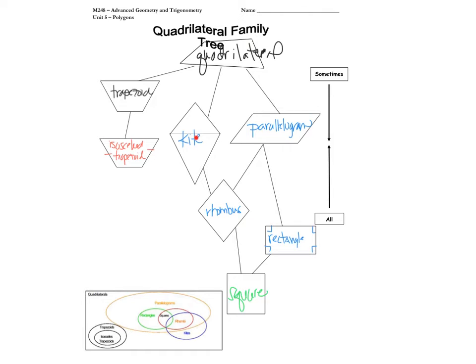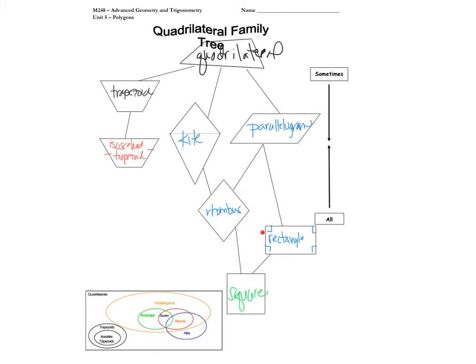A kite is always a quadrilateral. A rectangle is always a parallelogram, always a quadrilateral. So going up is always true. Going down is sometimes true. So a quadrilateral sometimes will be a parallelogram. Think about why the answer would be sometimes, because it also could be a kite, it also could be a trapezoid, it also could be none of those. Okay? Another example. A parallelogram is sometimes a rectangle.